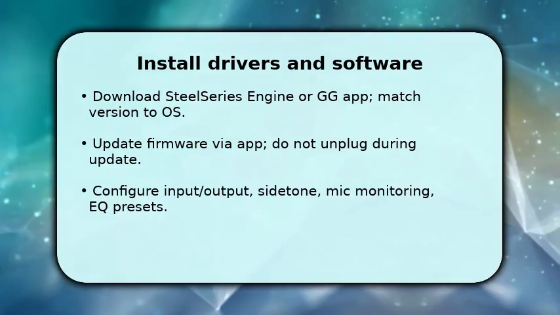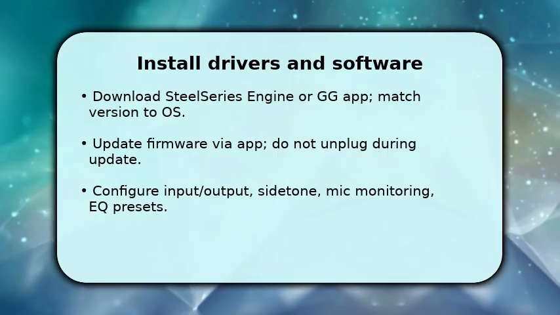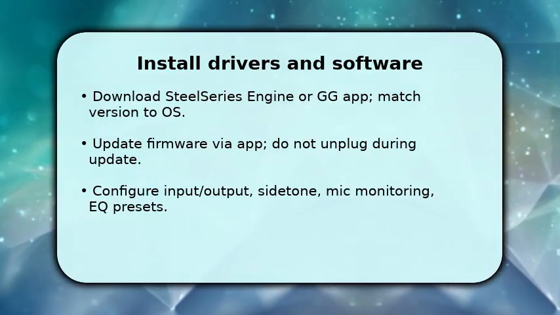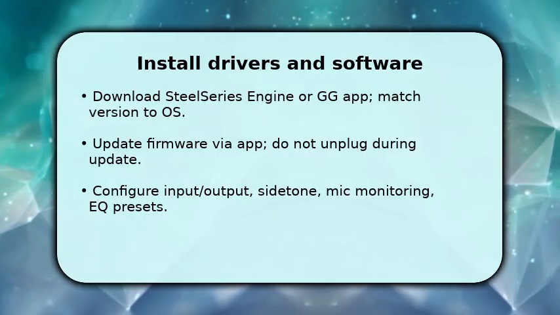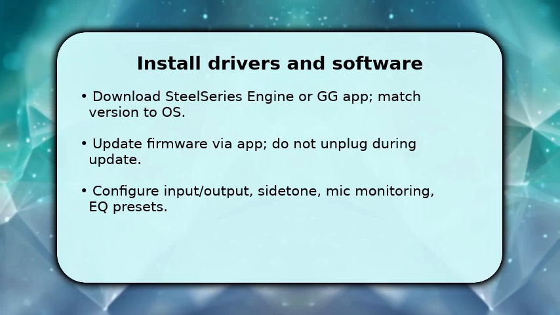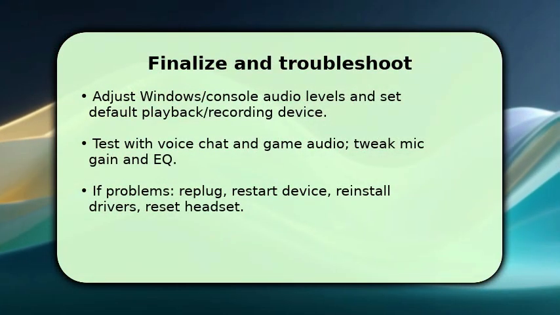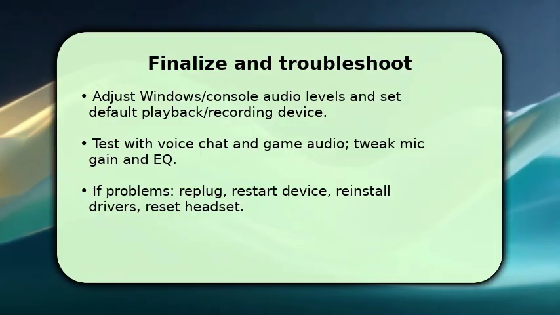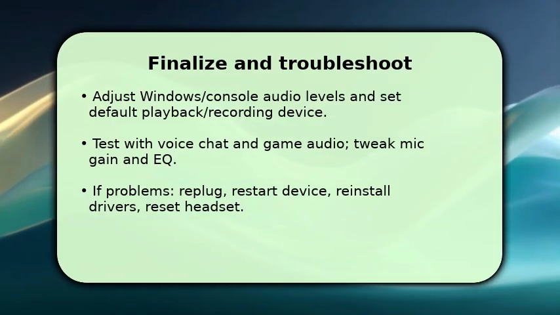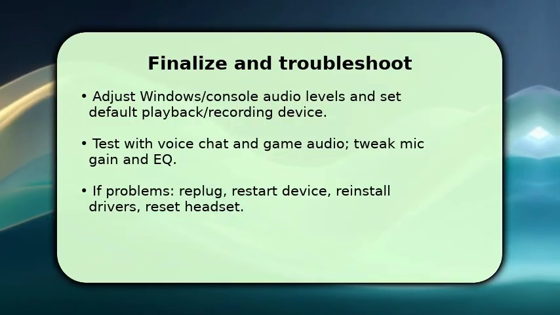Next, configure input/output routing. Enable sidetone if you need to hear your voice, and choose an EQ preset or create one. These steps optimize microphone clarity and headset frequency response. You finish by setting the headset as the default playback and recording device in Windows or your console, and then test both game audio and voice chat to confirm balance.